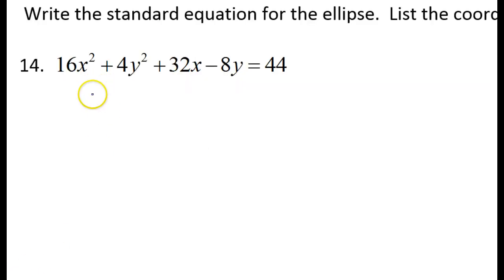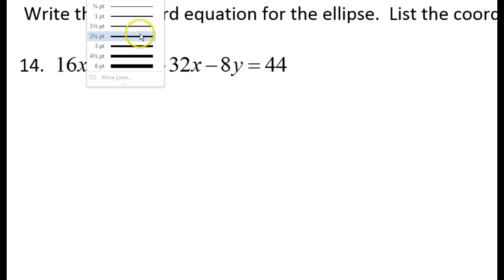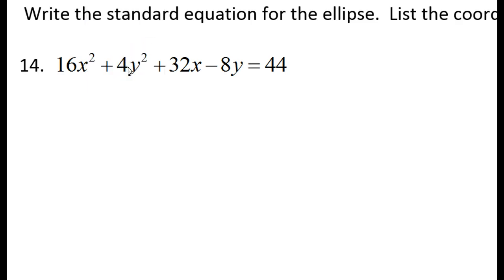Okay, in problem number 14, we need to take this general form equation and write it in standard form with the parentheses and such. We're going to need to complete the square, but our first step is to group together the x terms and the y terms. So we have 16x squared and we have 32x. Those have to go together. We have 4y squared and we have negative 8y. Those need to go together.